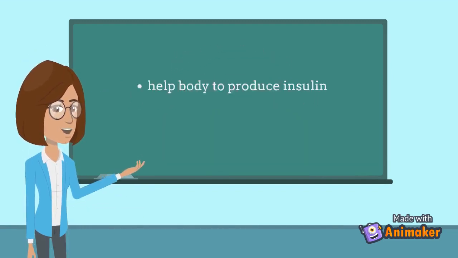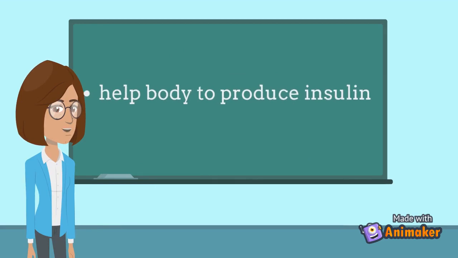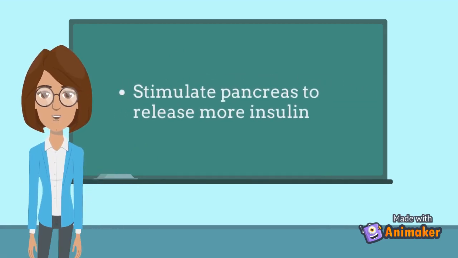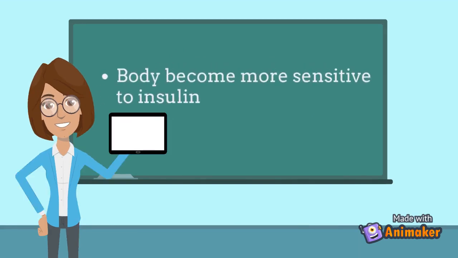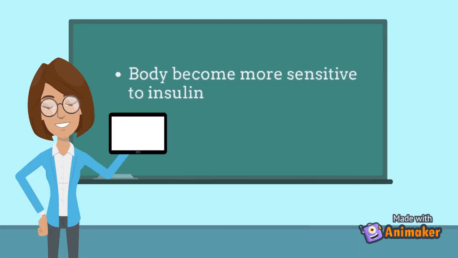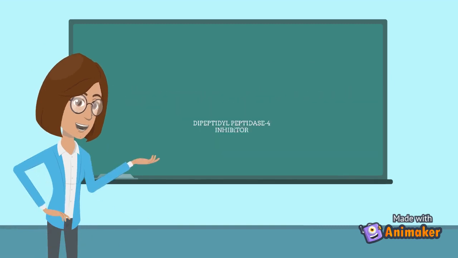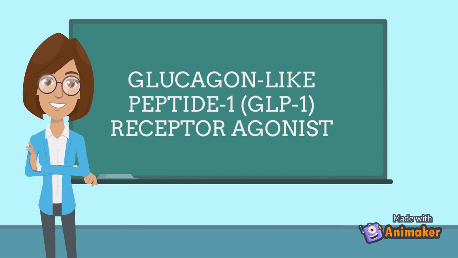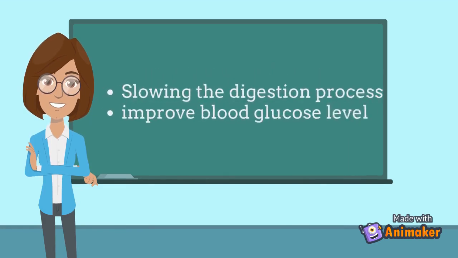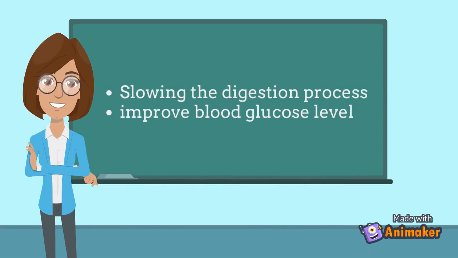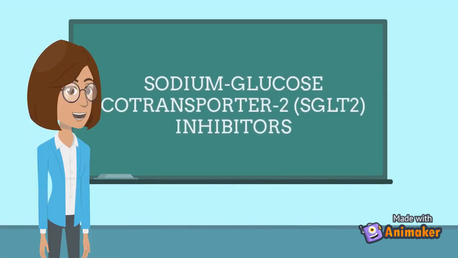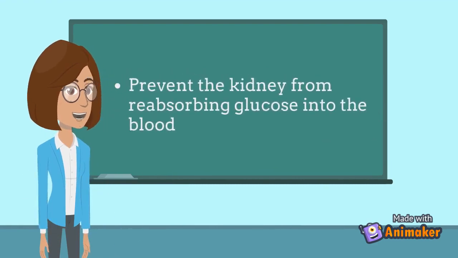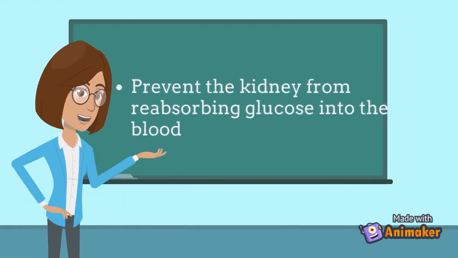Sulfonylureas help the body to produce more insulin. Meglitinides help to stimulate the pancreas to release more insulin. Thiazolidinediones make the body become more sensitive to insulin. Dipeptidyl peptidase 4 inhibitors help lower blood glucose level. Glucagon-like peptide 1, GLP-1 receptor agonists slow the digestion process and improve blood glucose levels. Sodium glucose cotransporter 2, SGLT2 inhibitors prevent the kidneys from reabsorbing glucose into the blood.